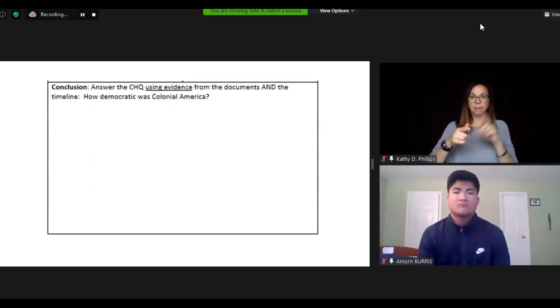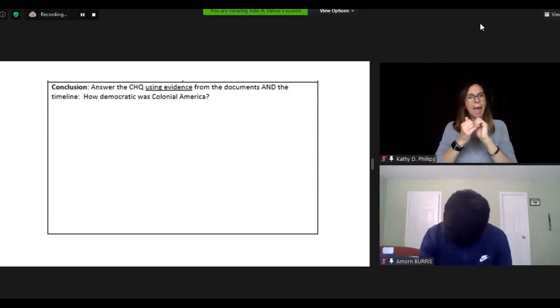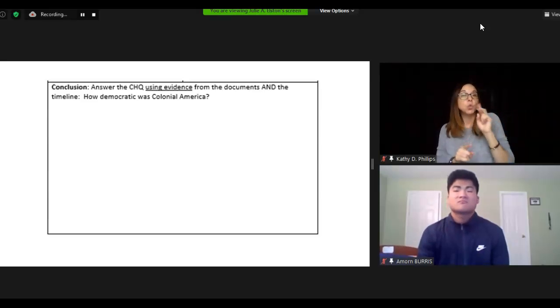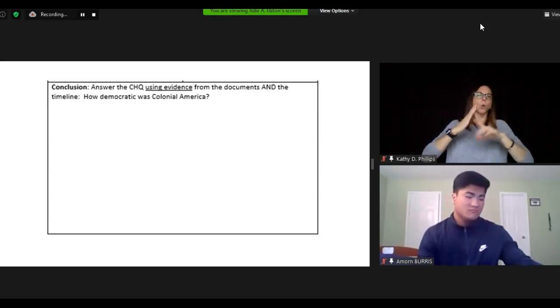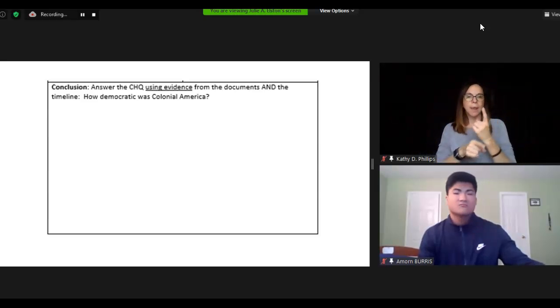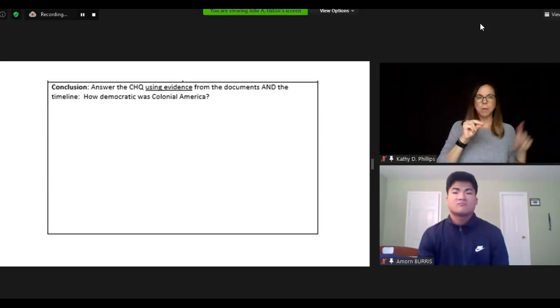And then at the bottom of the page, I want you to answer the question: How democratic was colonial America? What do you think? When you look at the whole picture, what is your conclusion? There's no right answer here. There's just your answer. So choose a side and defend it. What is your evidence that supports your conclusion?